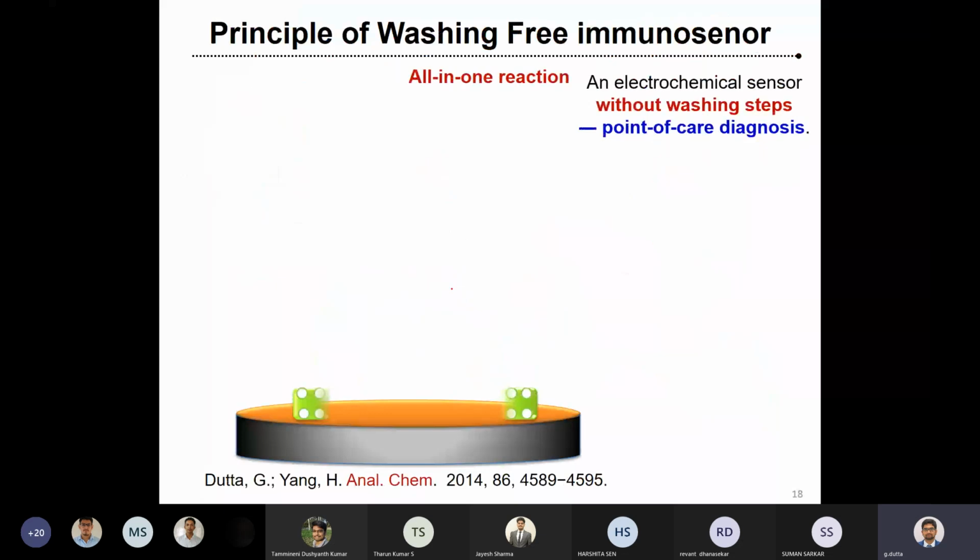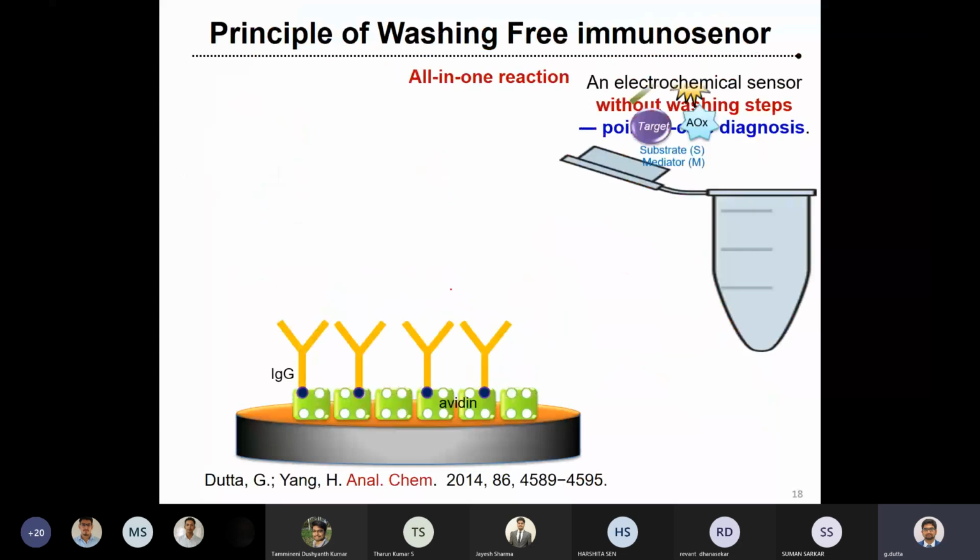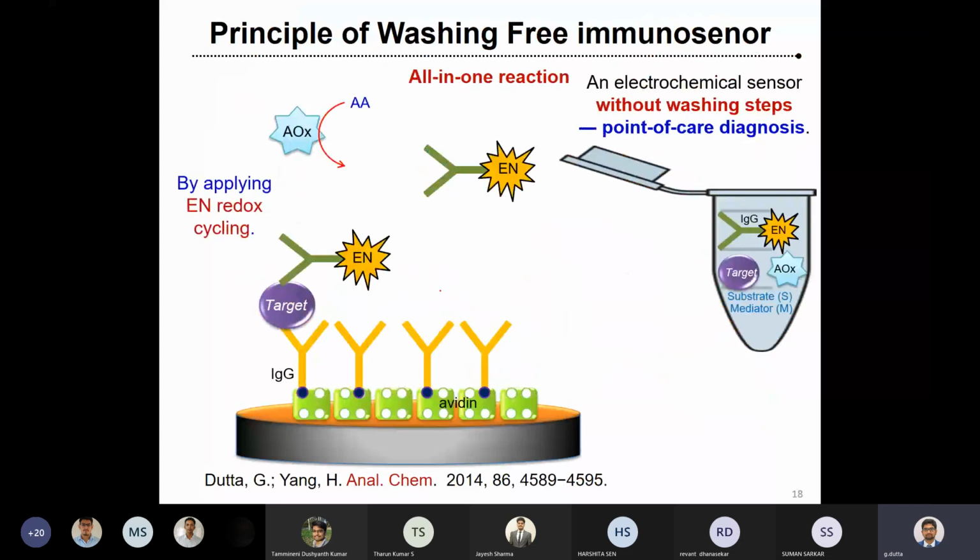Can you explain this washing free? You understand, right? How we are using the washing free method for detection of biomarker, right? Is it clear, students? Hello, students. Is it clear? The washing free principle. So can you explain one more time, sir?